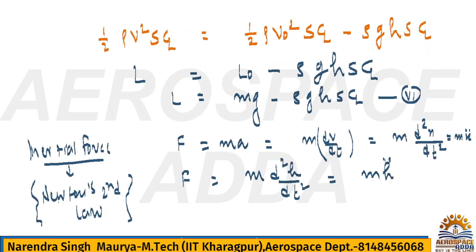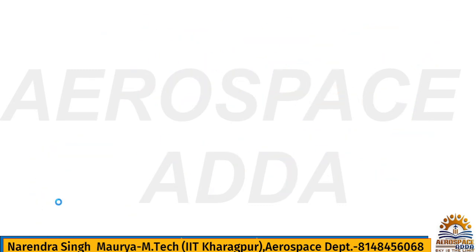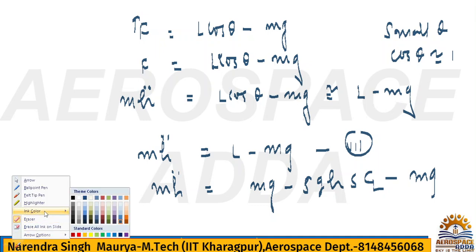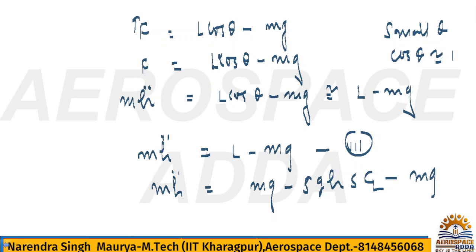So what is L now from equation 6? It is mg minus rho g h s into Cl, and this is m h double dot. And obviously from here, minus mg will be there. So this mg and this mg will be cancelled out, because here you have simply placed the value of L. L is nothing but mg minus rho g h s Cl. If you check, this value will be cancelled out.